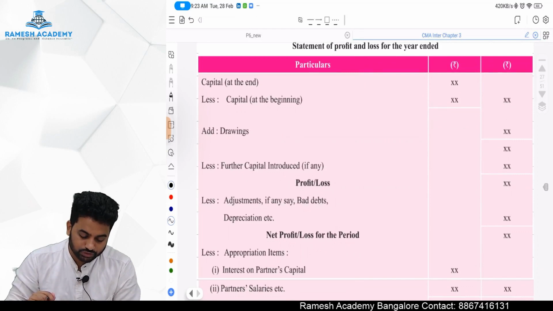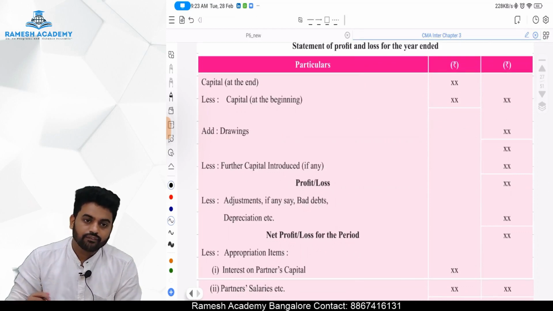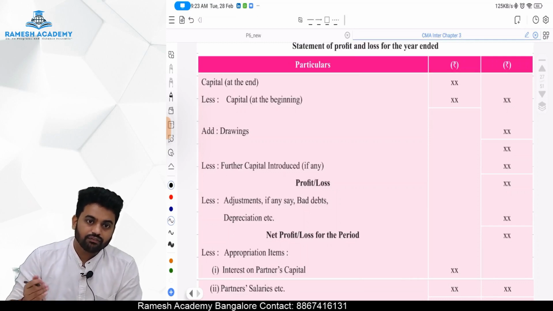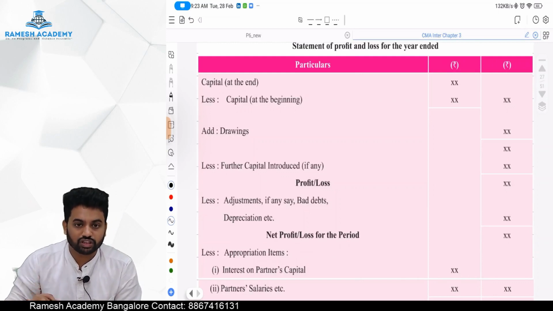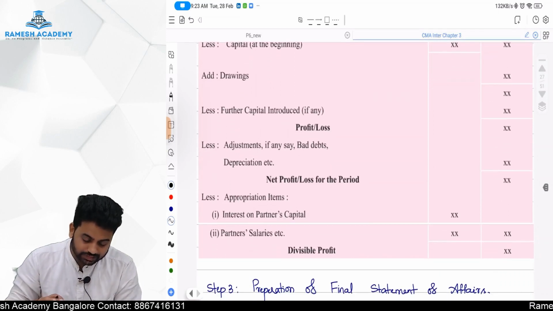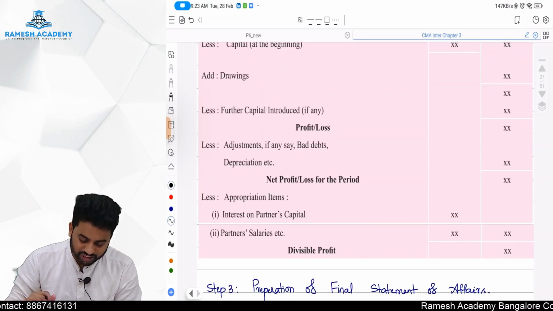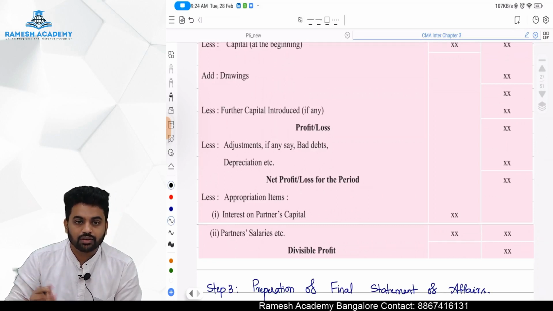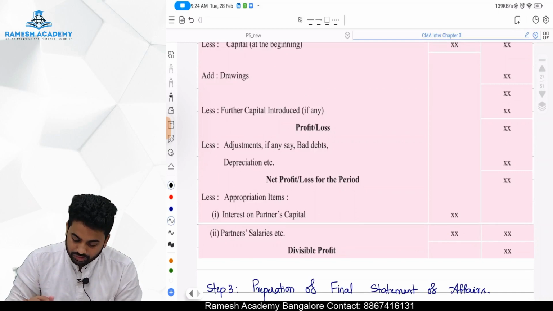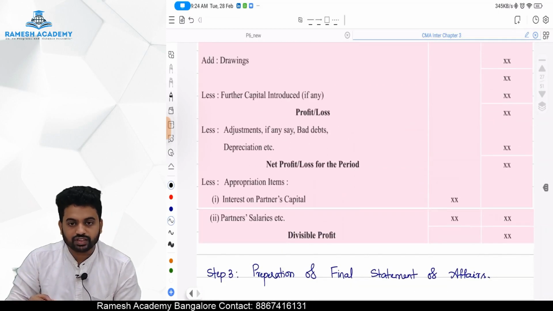Capital they have given, that is closing capital less opening capital. We will add back the drawings if any. We will reduce the further capital introduced to arrive at profit or loss, and we will adjust some unadjusted amounts like bad debt, depreciation, etc. Also interest on partners capital if any, if it's a partnership business, partner salary, etc. So we will arrive at a divisible profit. With that we can prepare a final statement.